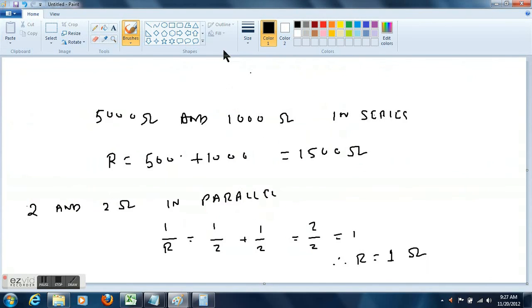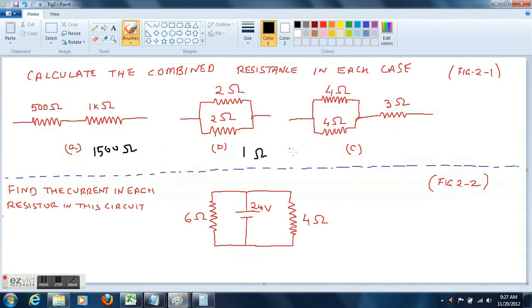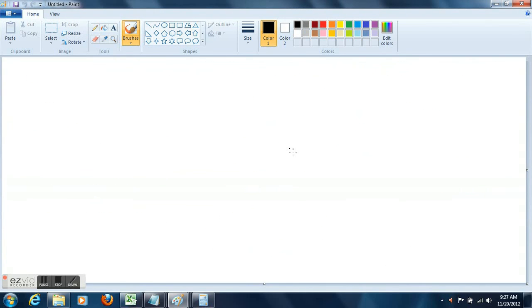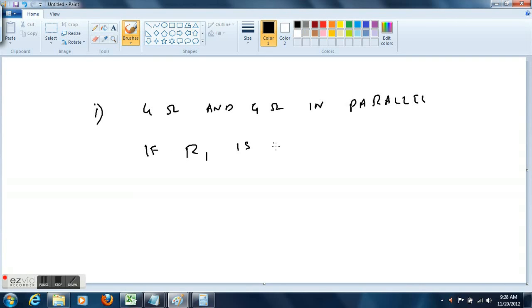Now the third problem, problem C, is a little bit interesting. Here it is a combined case. First of all, I have two 4 ohm resistances in parallel. Then this is again connected in series with another 3 ohm resistance. So first I have to find the resultant resistance from the two 4 ohm resistances. Maybe I will discuss this in the next tutorial because it will become very big otherwise.